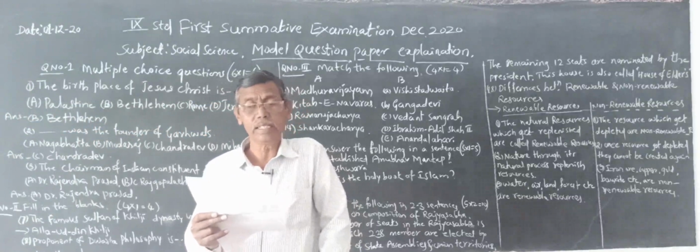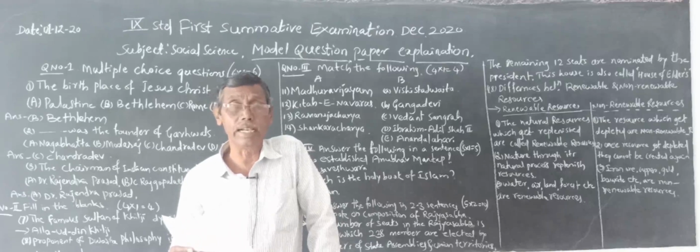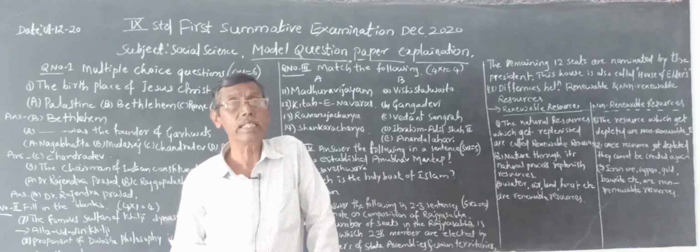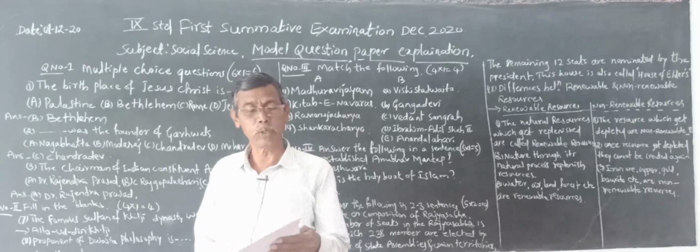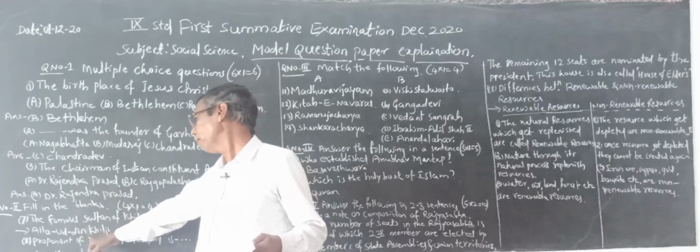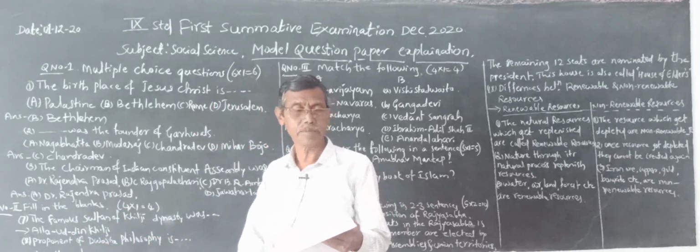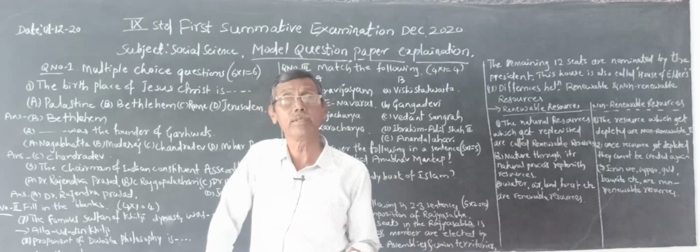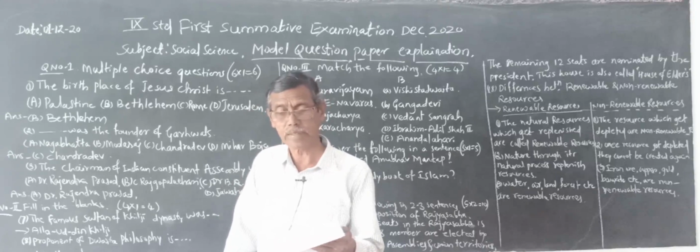Now the next question, proponent of Dvaita philosophy is Dash. Who propounded the Dvaita philosophy? It is the question. Here Madhvacharya was the propounder of this philosophy. Here you have to fill: proponent of Dvaita philosophy is Madhvacharya. Like this, 4 questions are given. These are the fill in the blank questions, and they carry 4 marks.